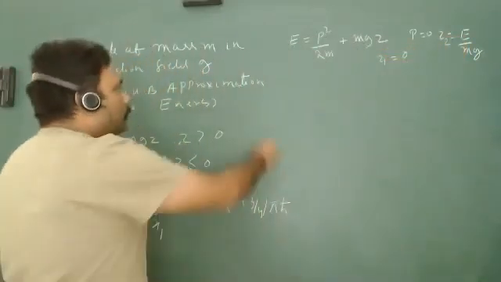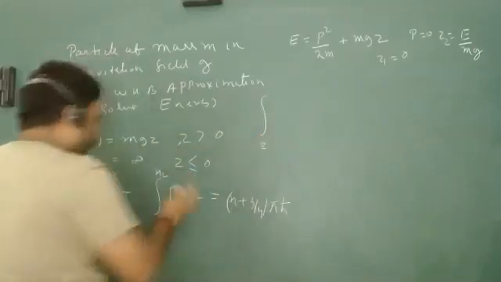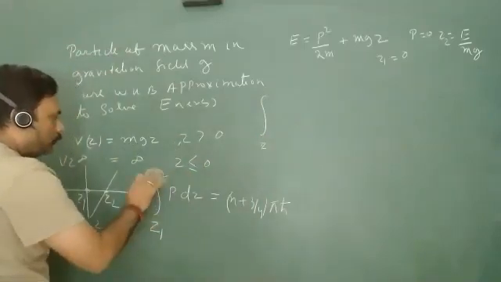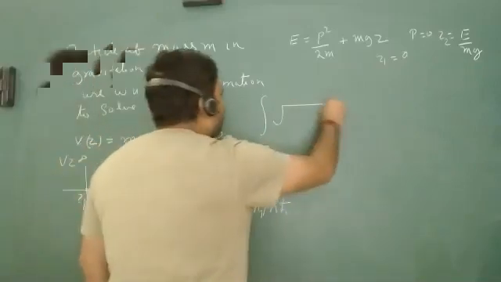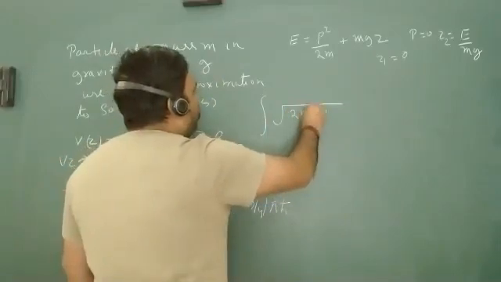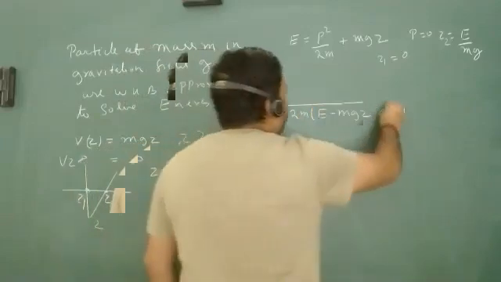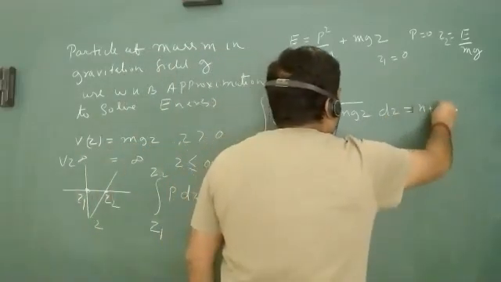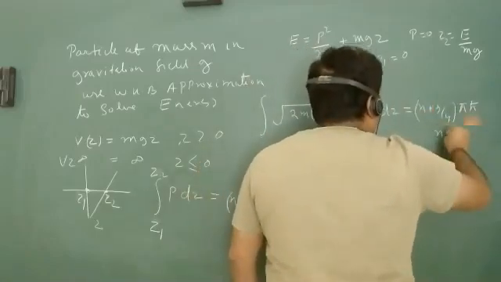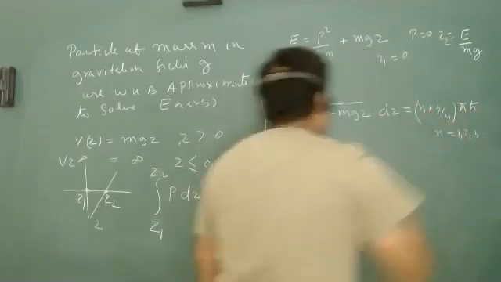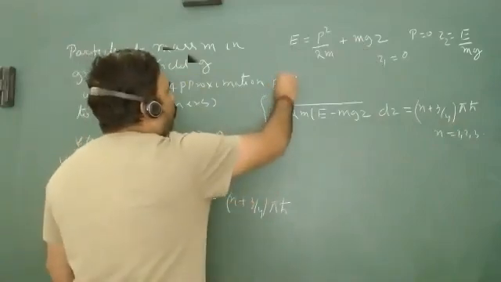And now we will just go for integration, from z1 to z2. This integration is all about the square root of 2m (E minus mgz) dz, which is equal to (n plus 3 by 4) pi h cut, and n is equal to 1, 2, 3, and so on. And the integration will go from 0 to E upon mg.